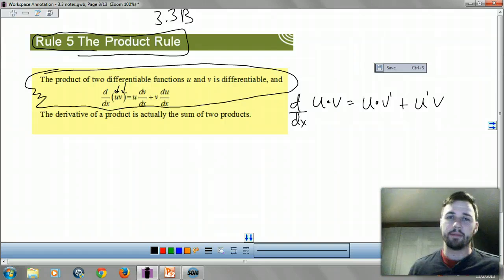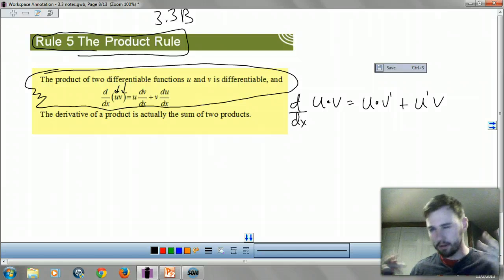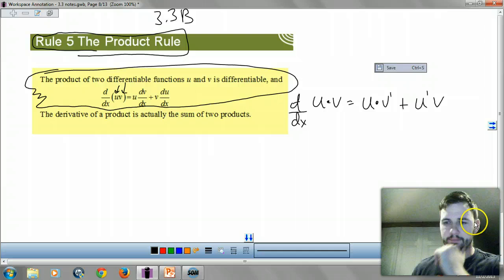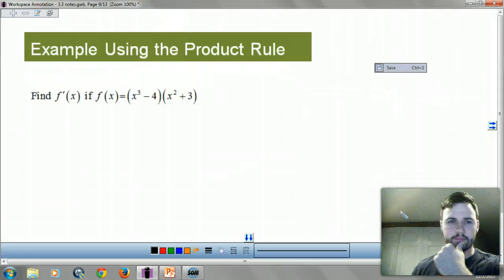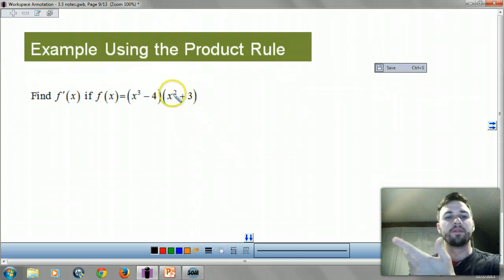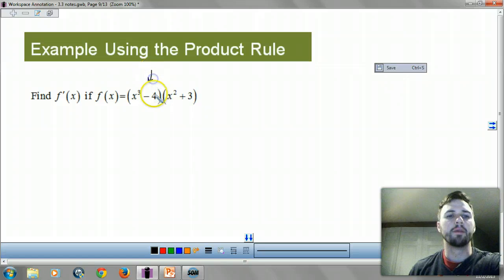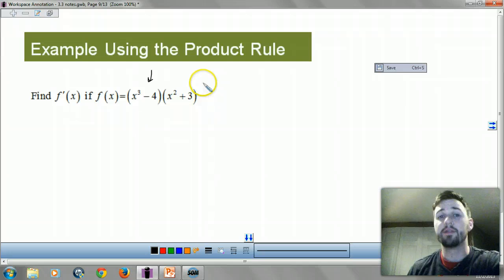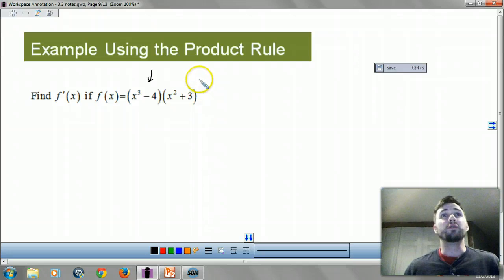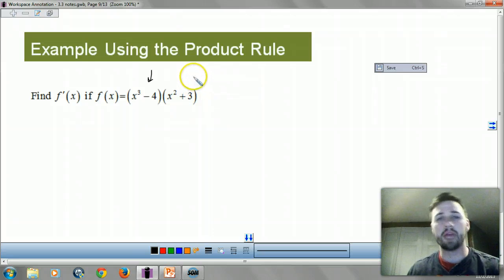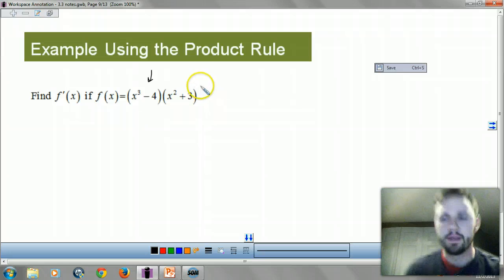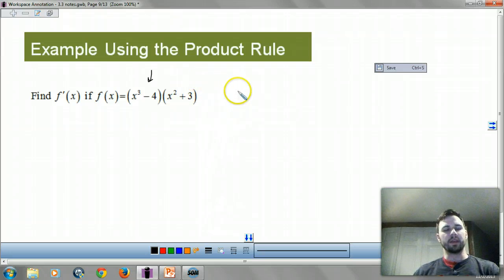Well, let's just see what happens. Let's just take a look at an example and see if it clicks. Okay? Let's use the product rule. Now, you might tell me, Mr. Williger, can't I just FOIL this out and then take the derivative of it the good old-fashioned way? And my answer to you is yes, you can, but I just want to make sure you know the product rule because you can't always do that. Okay? So, here we go.